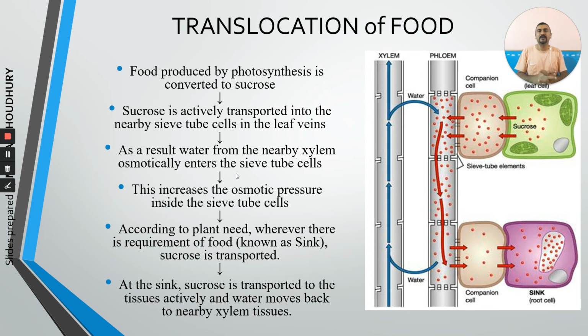Now coming to the translocation of food process. Here also a very similar process takes place. Understand it carefully, what is happening. Here also, these are the cells where photosynthesis has taken place. The result of photosynthesis is glucose.